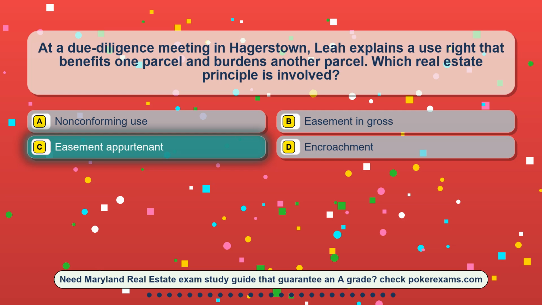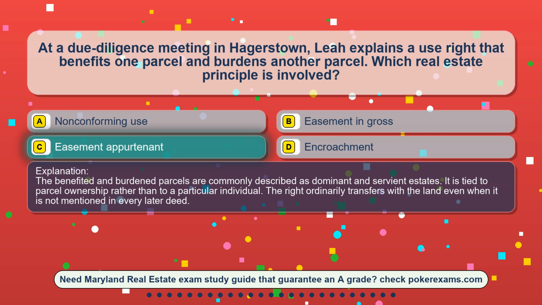The correct answer is option C, easement appurtenant. The benefited and burdened parcels are commonly described as dominant and servient estates. It is tied to parcel ownership rather than to a particular individual. The right ordinarily transfers with the land even when it is not mentioned in every later deed.